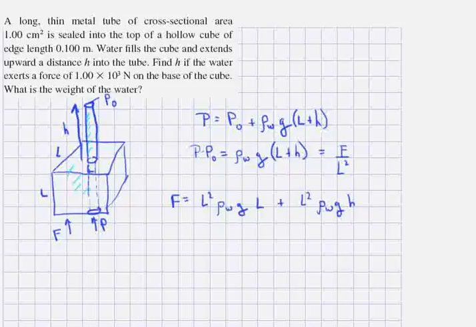A long thin metal tube of cross-sectional area 1 square centimeter is sealed into the top of a hollow cube of edge length 0.1 meter. Water fills the cube and extends upward a distance h into the tube. Find h if the water exerts a force of 1,000 newtons on the base of the cube. What is the weight of the water?